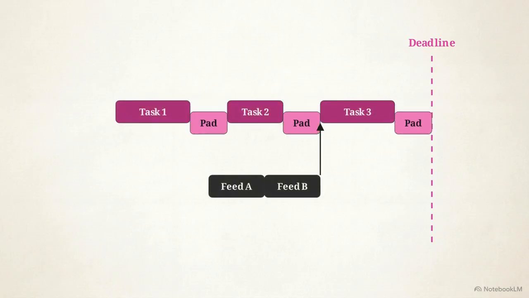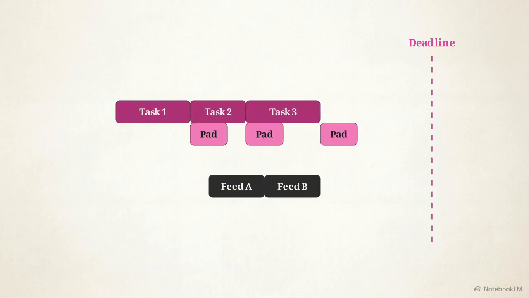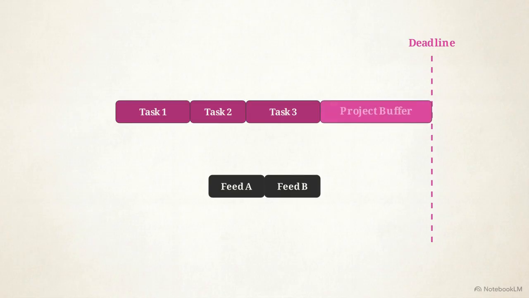Take the individual buffers you just calculated for tasks on the critical path, strip them out, and consolidate them into a single project buffer placed at the very end of your schedule. Then, at junction points where non-critical sequences merge into the main chain, insert feeding buffers to protect against delays.